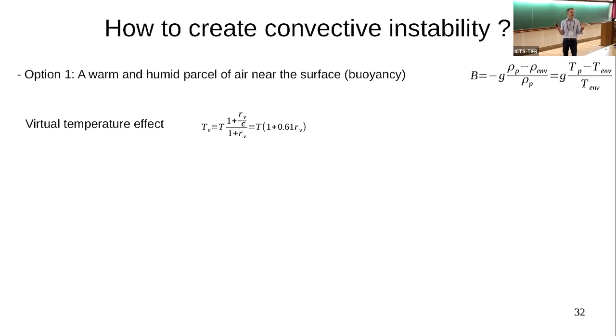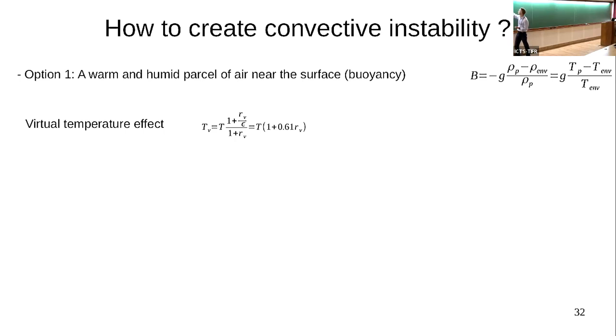It also gives a big advantage as soon as you saturate, because then you can actually release the latent heat. It also gives a small advantage when you are not saturated yet. So this is called the virtual temperature. Do you know how to derive this virtual temperature? It's not that complicated, so I think we can do this.